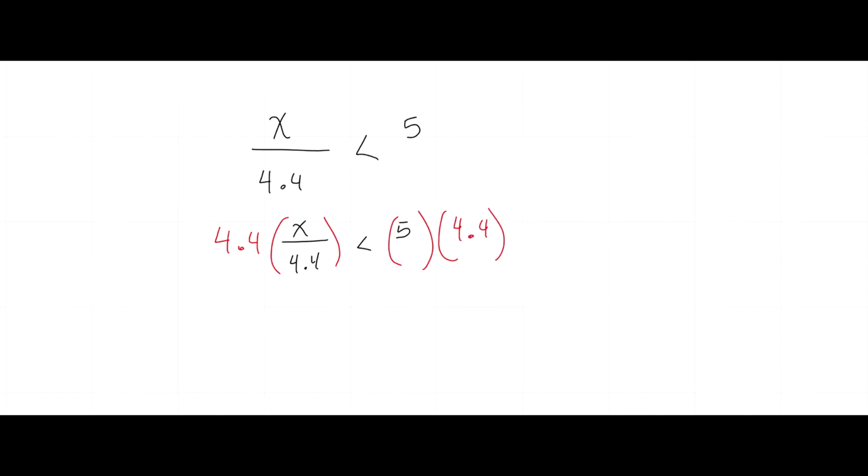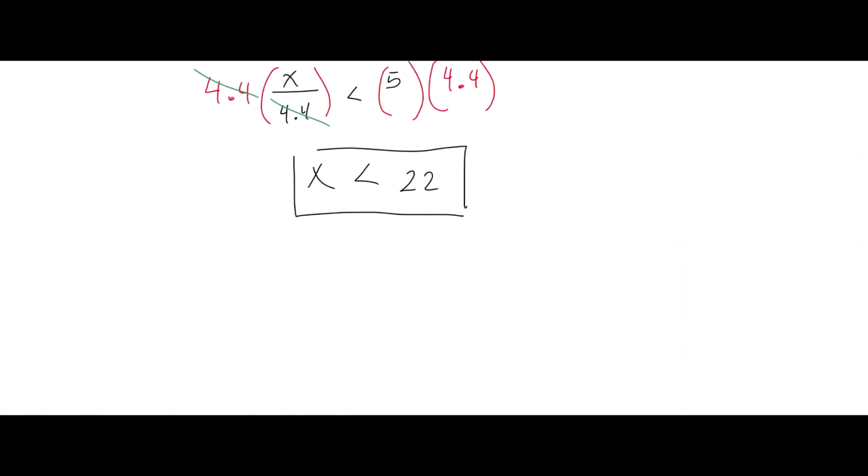These two numbers are going to be canceled out, and then you only have x, I'm sorry, less than. We're going to multiply these two. You have the number 22. So this is x is less than 22. Next example.